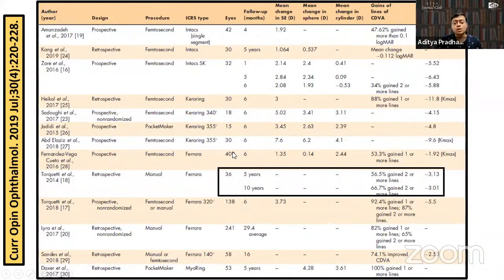If you see just above this study, from 2016, 409 eyes, so the sample size is quite large. However, the follow-up was not so long, it was only 6 months. But they have studied all the parameters like the change in the spherical equivalent, change in sphere, cylinder, and also the gain in lines. Again, at 6 months, around 54% gained 1 or more lines after implantation of a Ferrara ring. So there are numerous publications, but the follow-ups are not actually very extensive. Most of them are around 6 months. Some of them are as extensive as 5 and 10 years.